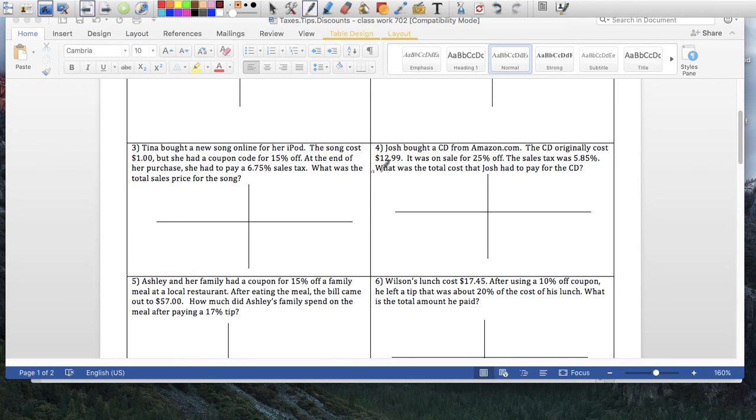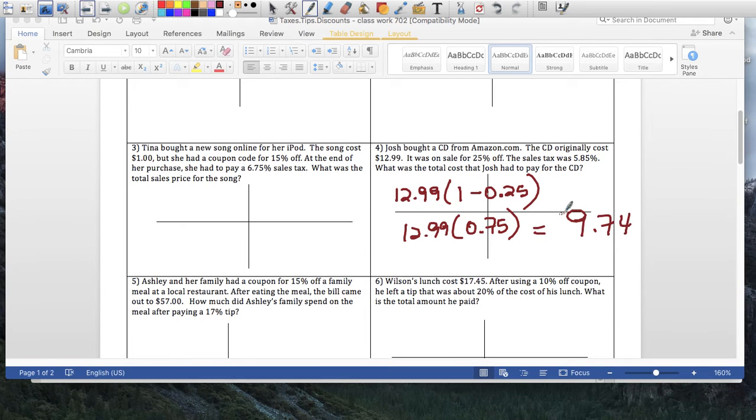Okay, so let's do number 4. So here you have a CD, which is $12.99, right? But you're not going to pay $12.99 because it's on sale for 25% off. And if it's on sale for 25% off, it means that you're only responsible for 75% of the value. So if you take 25% off, the $12.99 you're going to be multiplying by 0.75 to find its new discounted value. 12.99 times 0.75 is equal to, and so now your new price is $9.74.